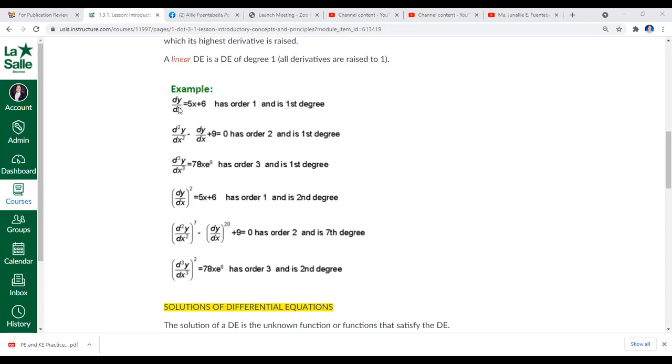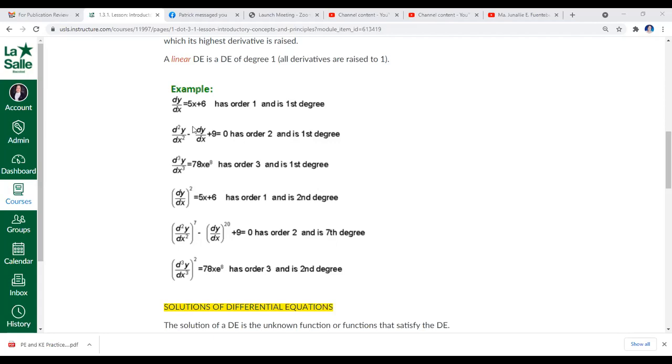So dy/dx equal to 5x plus 6. So it's of order 1 because this is your only derivative. And this is a first order derivative and first degree, because this one is understood to be raised to 1. By the way, class, this is also a linear differential equation because the exponent of the derivative is equal to 1. As to the second example that we have here, this is of order 2.